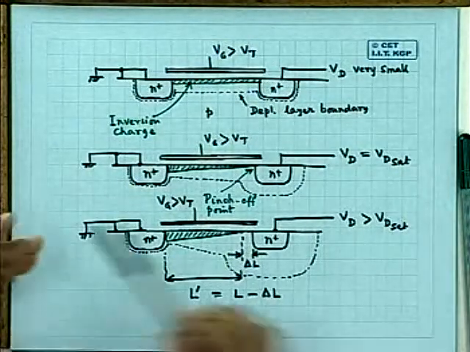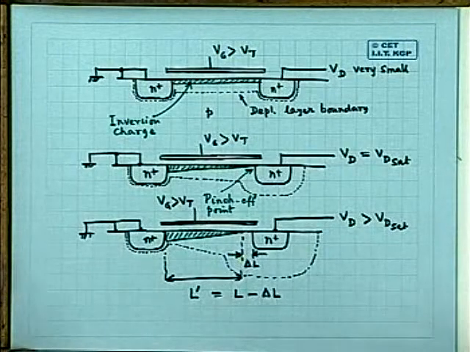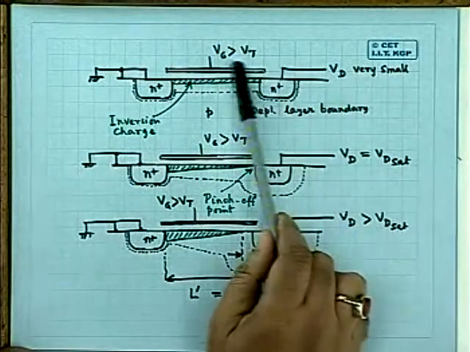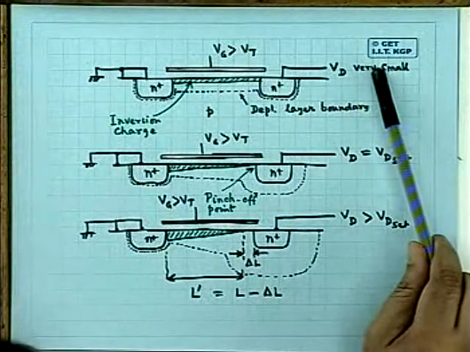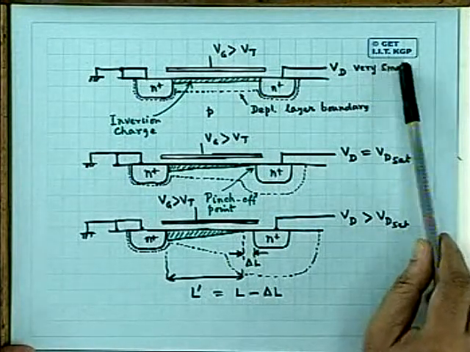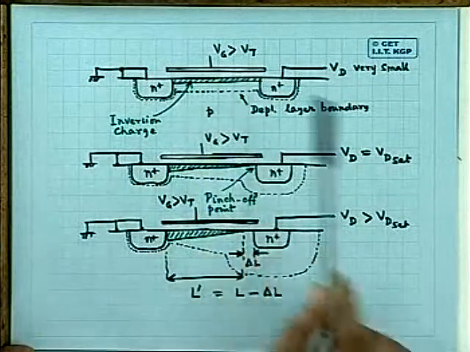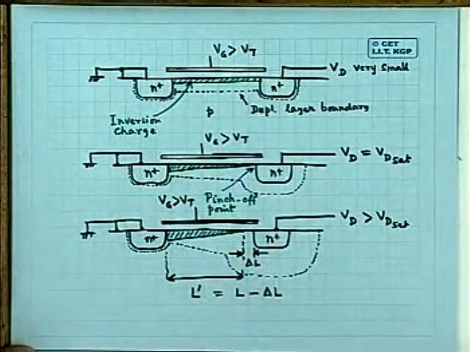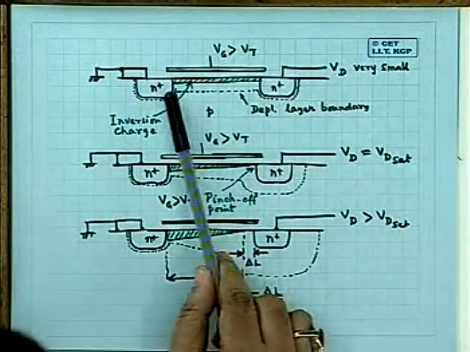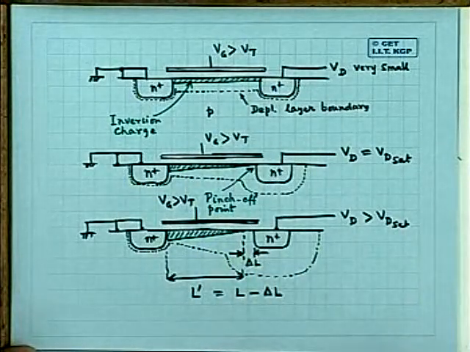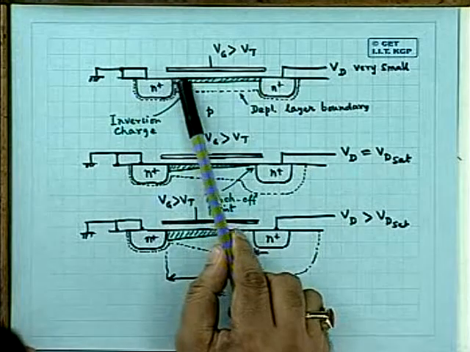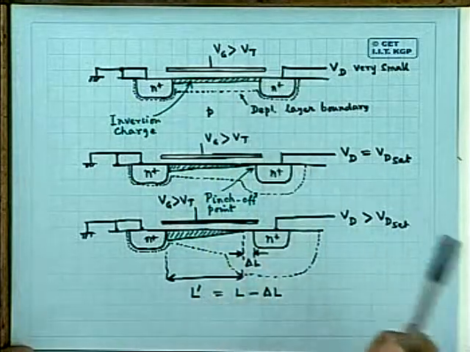So I have depicted three conditions. The first condition is when you apply a gate bias more than V_T, but V_D is practically zero, then there is a uniform inversion layer and a uniform depletion layer. Uniform depletion layer corresponds to psi_s equal to twice phi_F, and a constant uniform inversion layer.